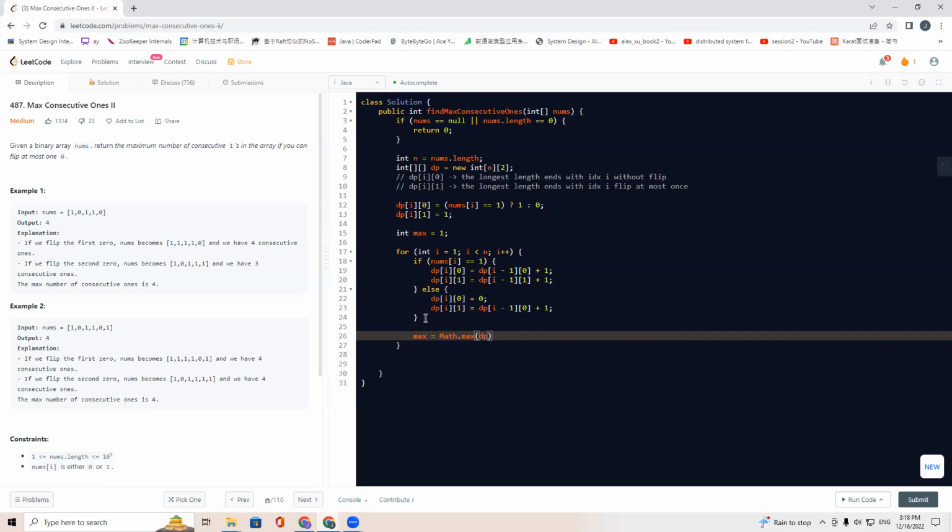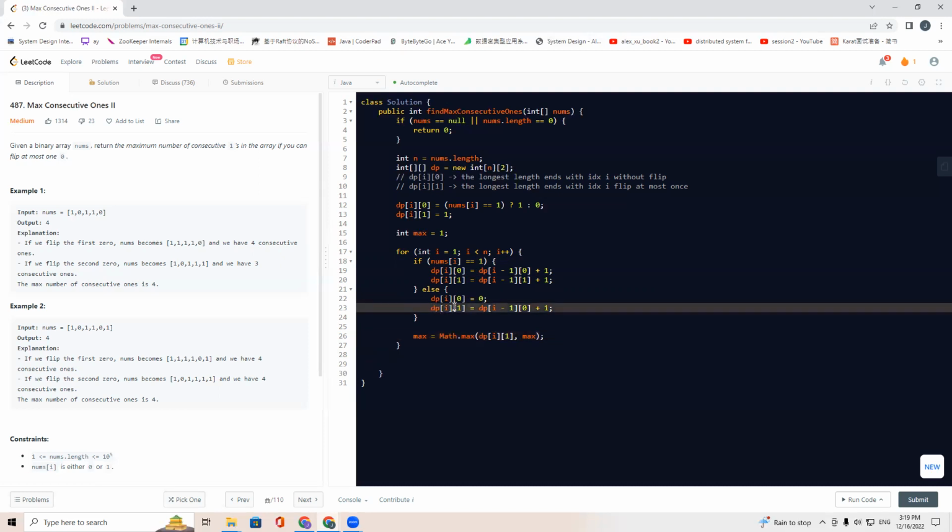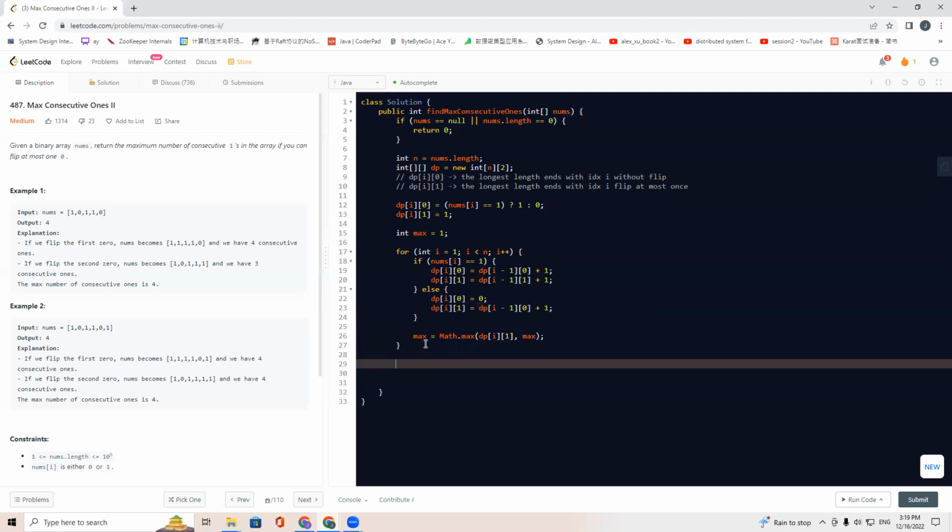dp[i][1] next. Of course, we can compare dp[i][0] and dp[i][1], right? But it's not necessary. We have found, as we discussed, dp[i][1] is always greater than dp[i][0]. Then return max.